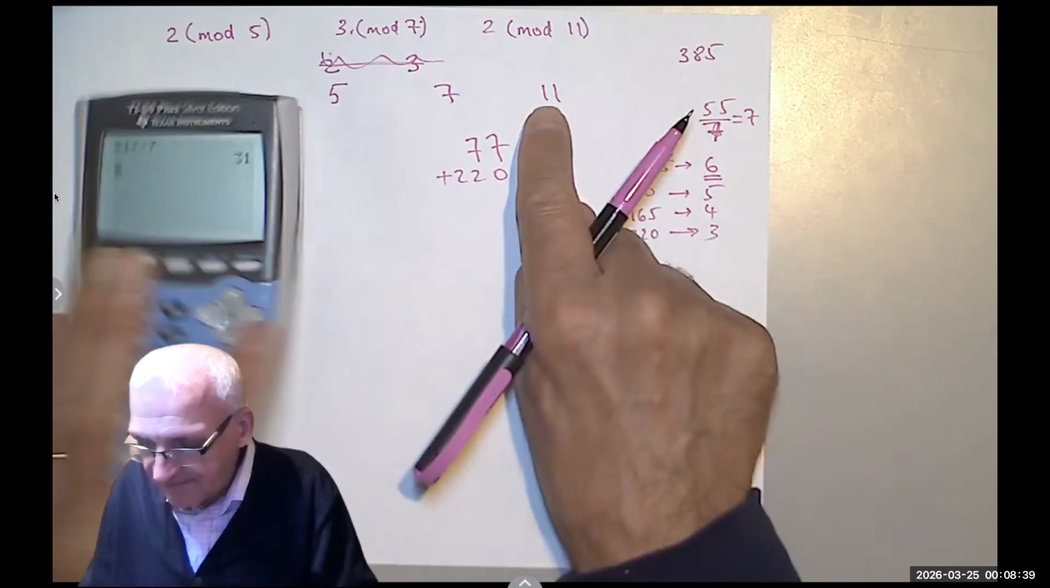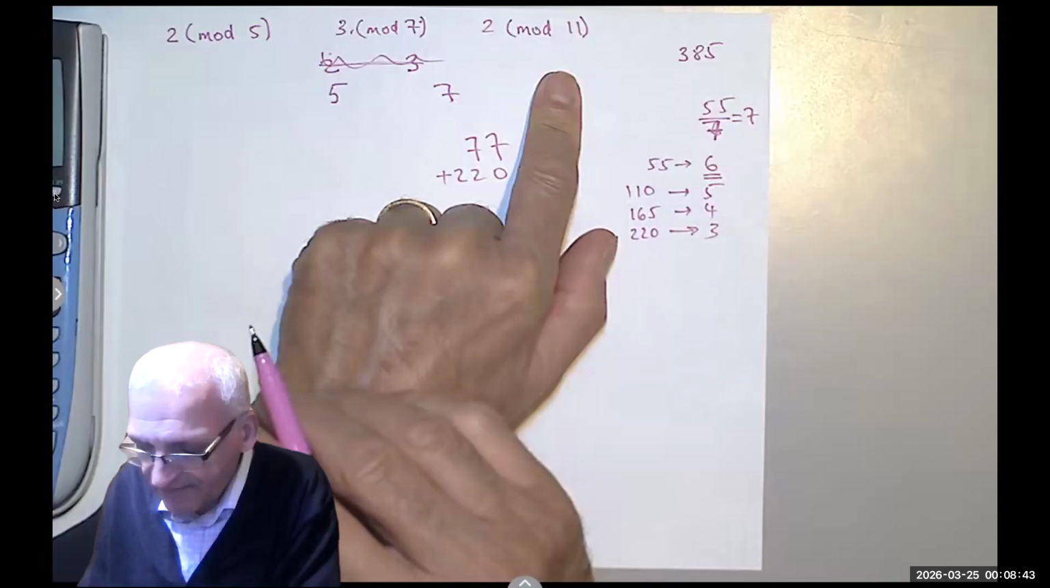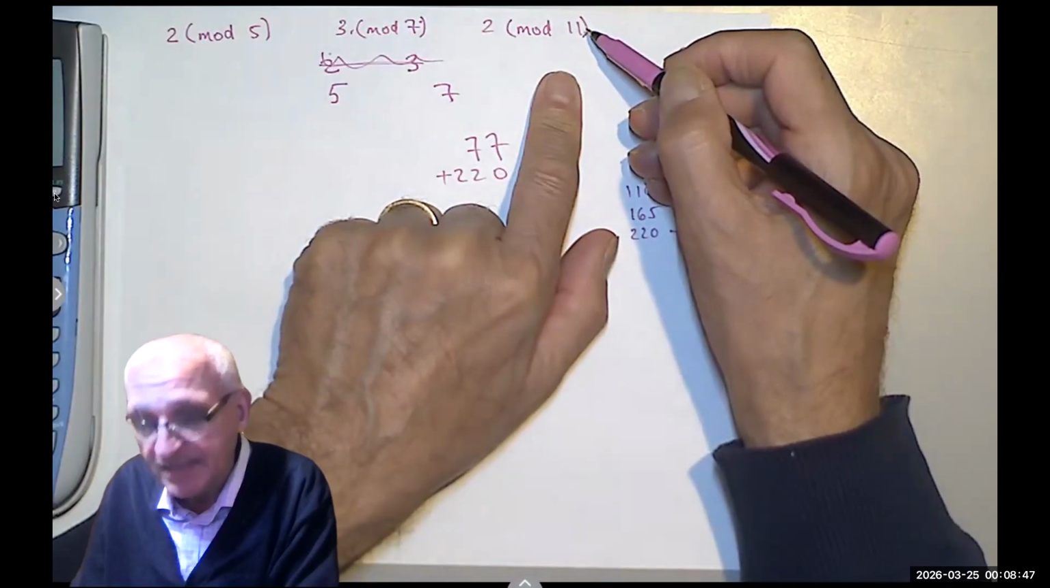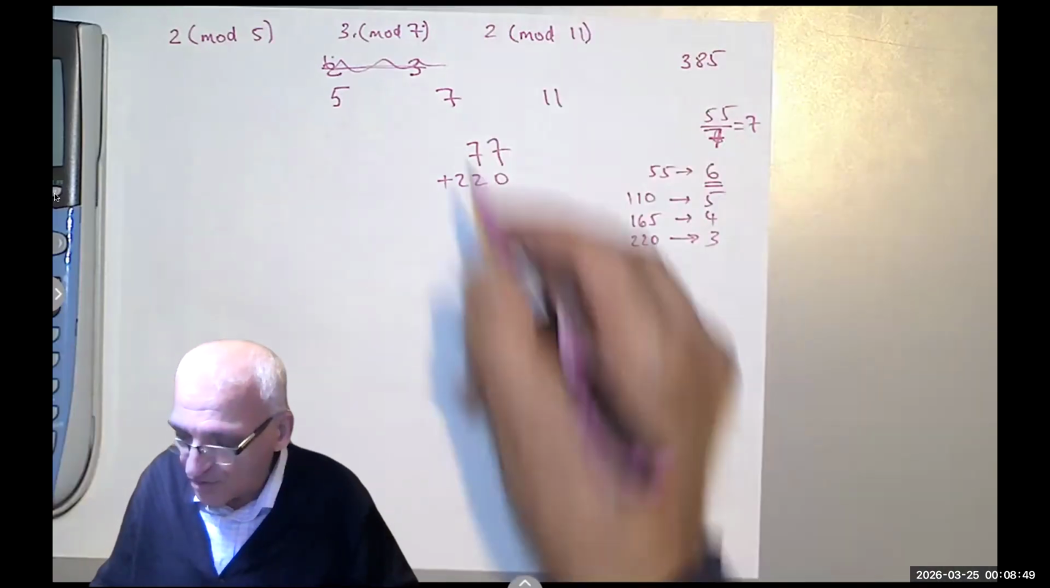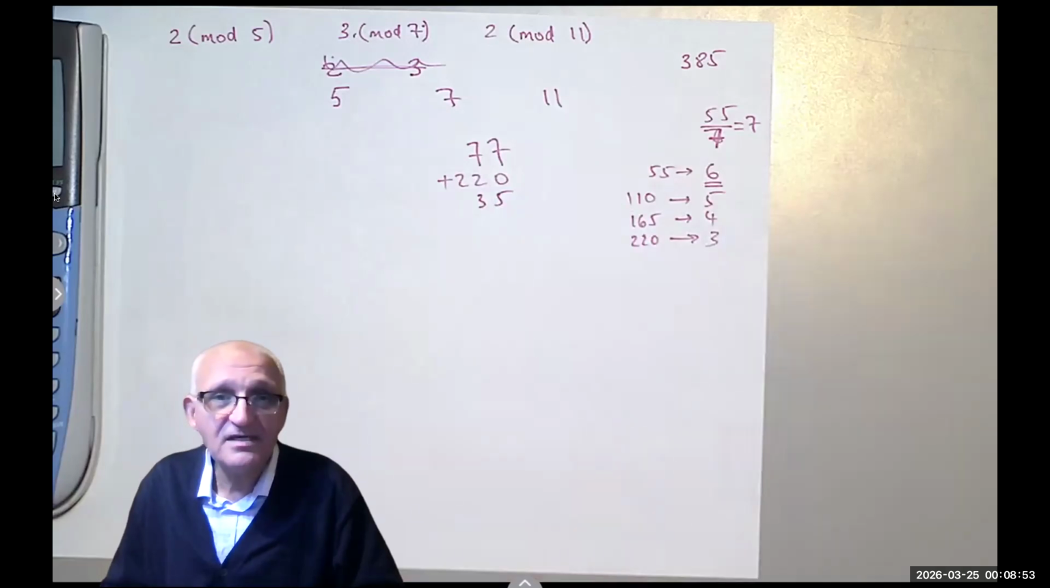Finally, to do the 11, I'm going to say 5 times 7 is 35. 35 divided by 11, well, 33 is divisible by 11. So that leaves a remainder of 2. So I simply write 35. I don't need to multiply it by anything.